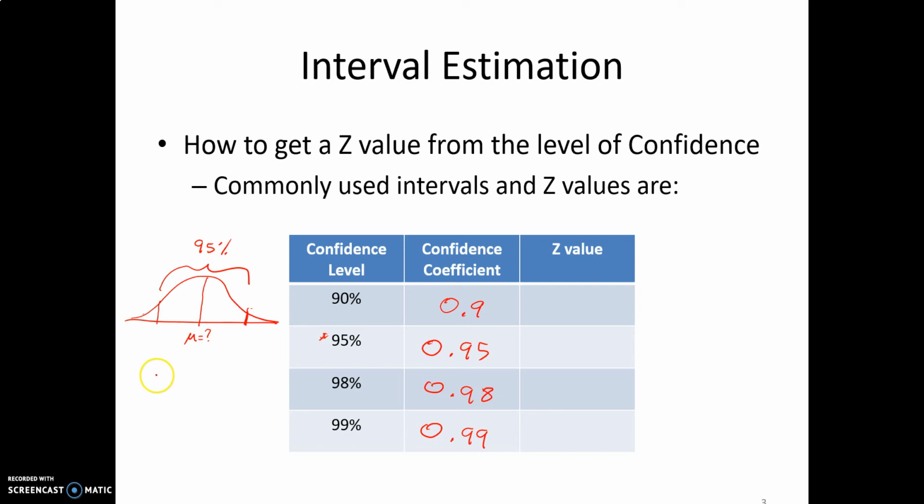So 95% as a decimal, divided by 2 is 0.4750. So this part here will be 0.4750, and of course it's going to be the same on this half as well. That interval always divides the level, or always divides that percentage, by 2.